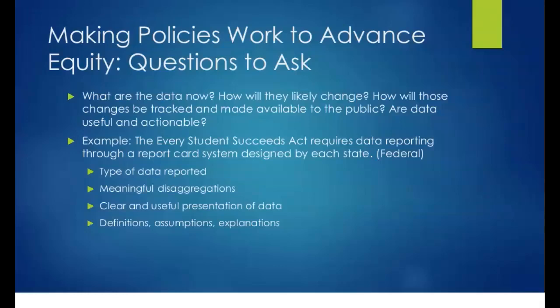So one question to ask is related to data. What are the data? How are they likely to change with the proposed policy? How can these changes be tracked and made available to the public? And are the data useful and actionable? So a good example of this is ESSA. The Every Student Succeeds Act requires data reporting through a report card system that's designed by each state. And so this is an example of policy at the federal level that also trickles down to what states are doing and what local school districts are doing.